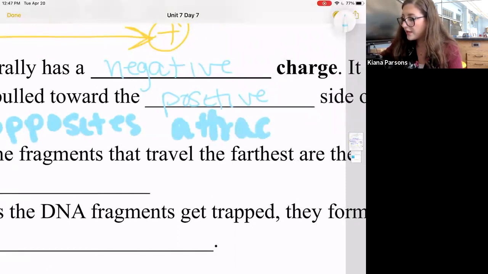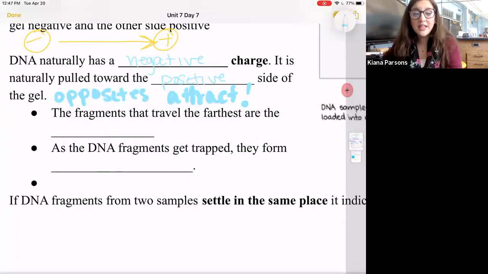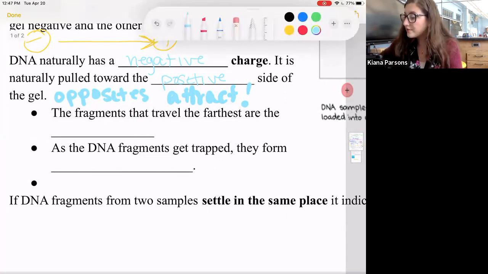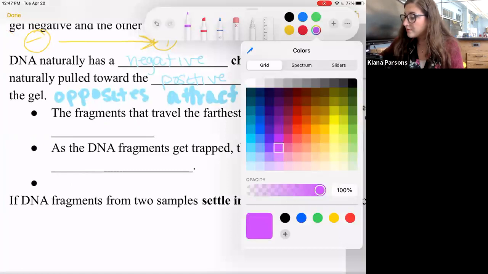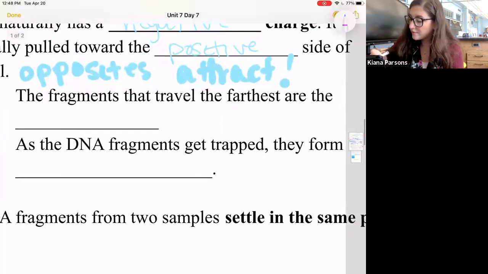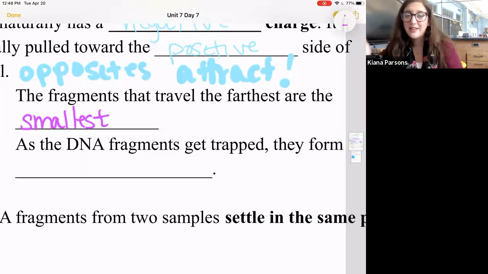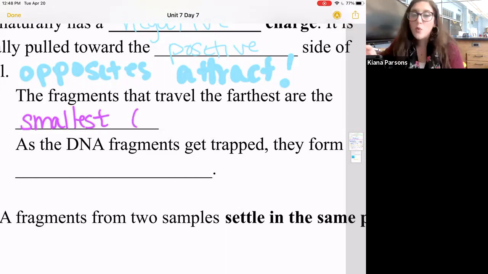And that's also how electricity works. The fragments that travel the farthest are the smallest and they move faster. So they'll get all the way to the end first, and then the ones closer to the negative end will fill in. Unfortunately, we're not actually going to be able to run any gel electrophoresis tests live, but if you watched one happen in the lab, that's what you would see.